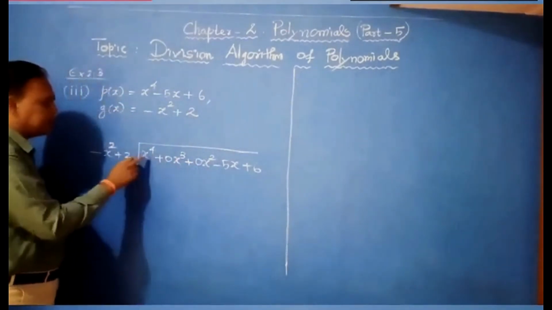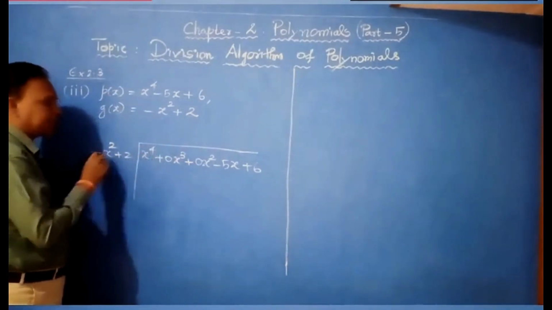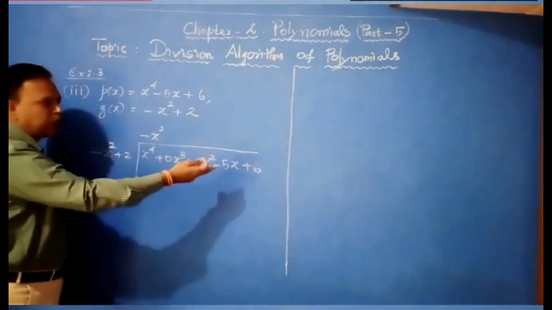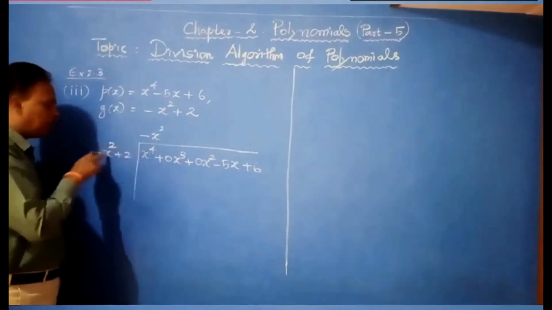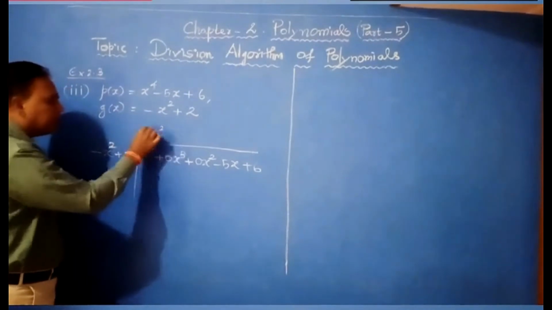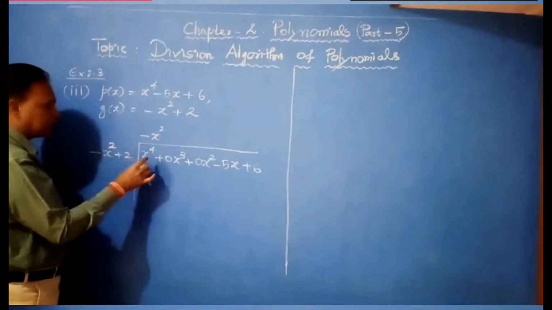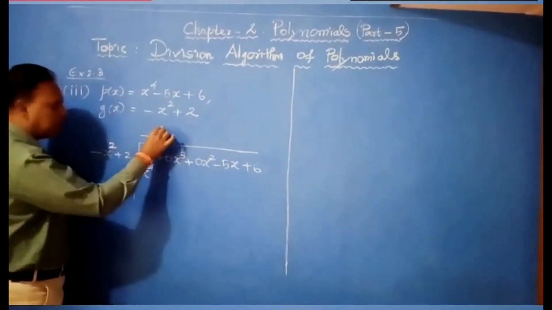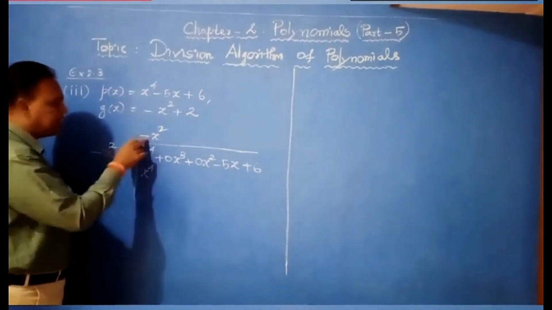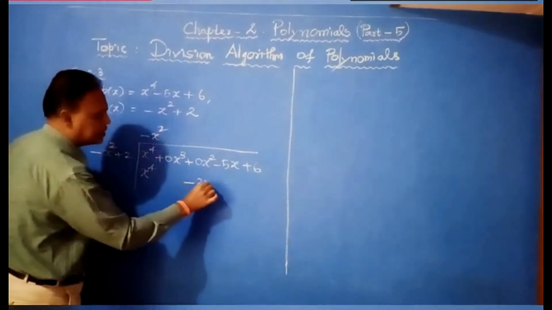Clear? Now you see, take the first term x power 4 divided by x squared. What will you get? Minus x squared. Clear? If you have doubt, divide in the rough column and see. X power 4 by x squared is minus x squared. Now you multiply with this: minus into minus plus, x squared into x squared, x power 4. Clear? Now minus x squared times plus 2 is minus 2x squared. So write it: minus 2x squared.